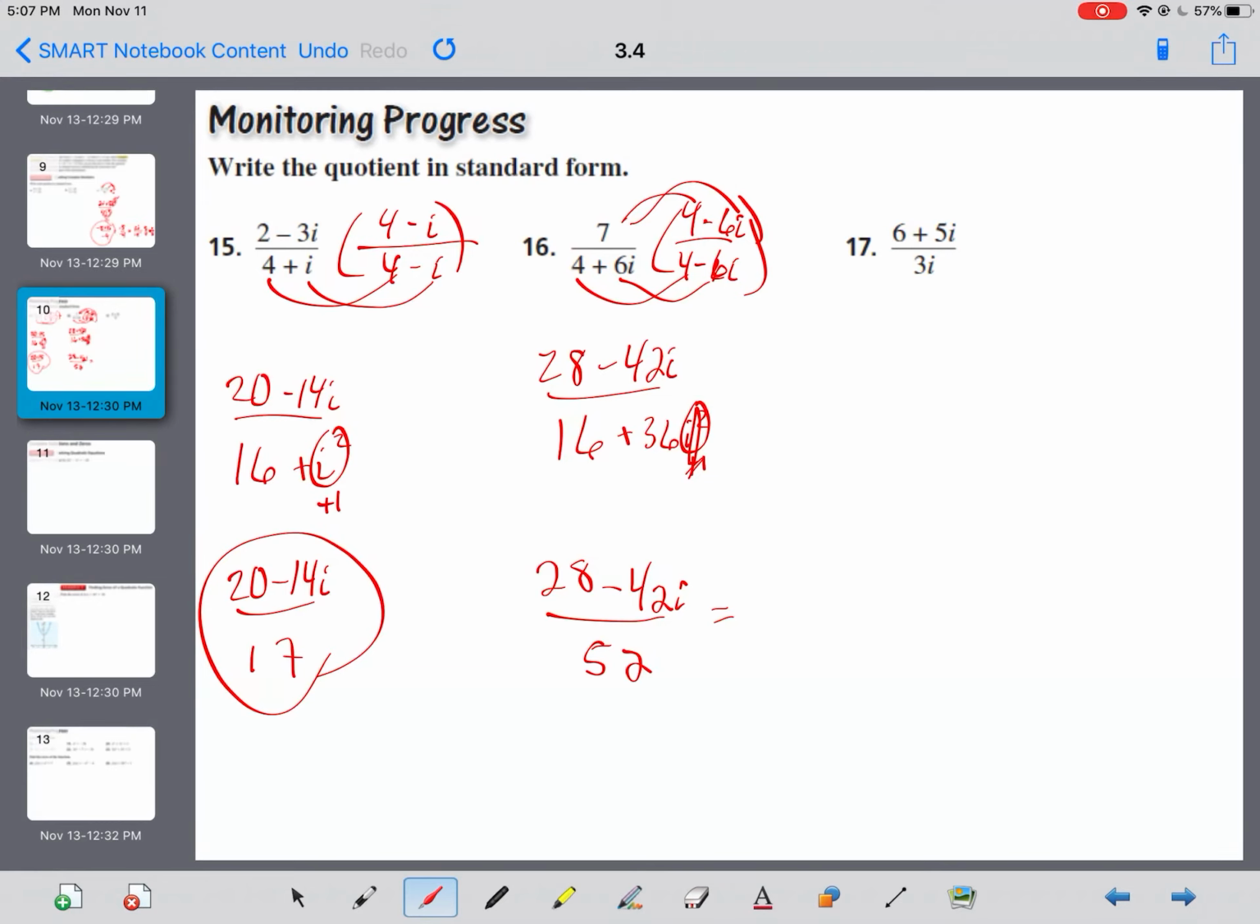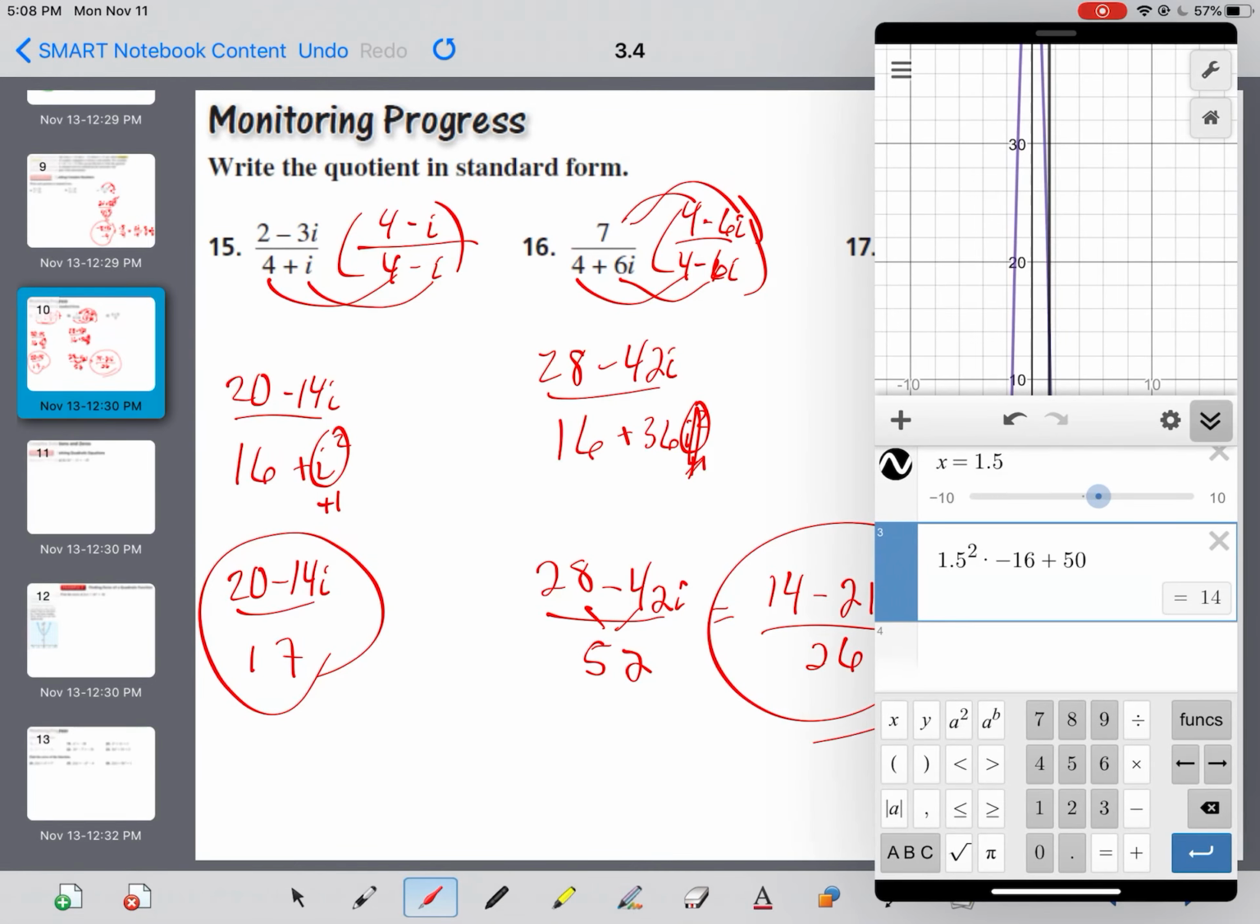So if I divide 28 by 2, because 2 goes into all of that, you should reduce it if it goes into all of it. So that would make it 14 minus 21i over 26. And let's see. Does anything go into all of that? Doesn't look like it. 7 goes into the tops, but not into the bottom, so then we should get down to just that guy right there.